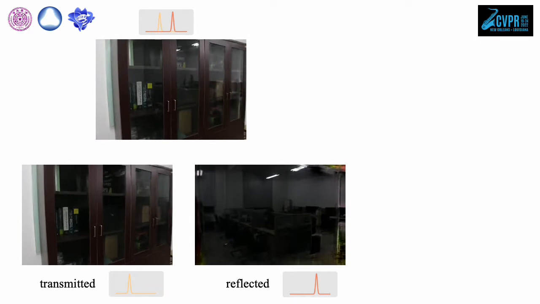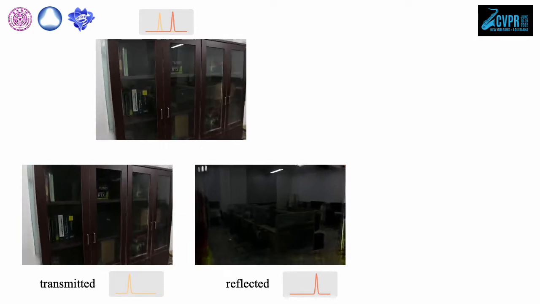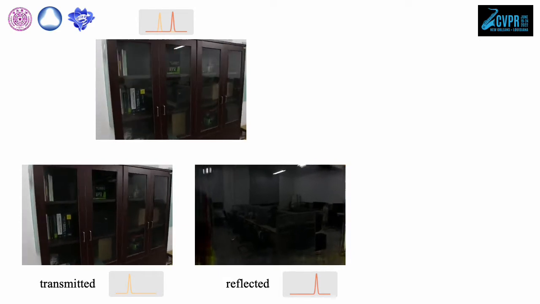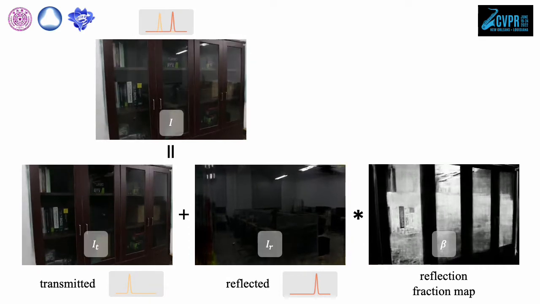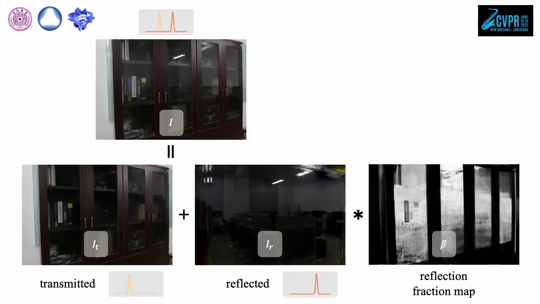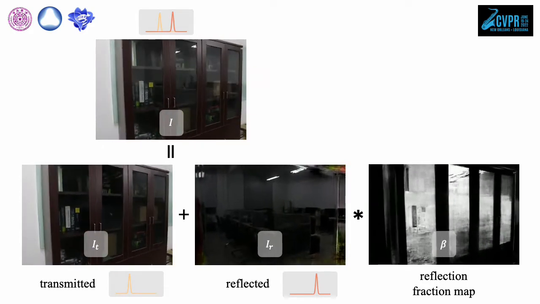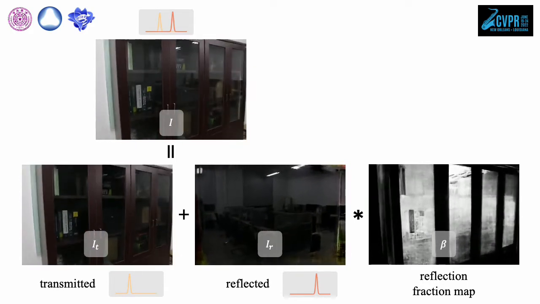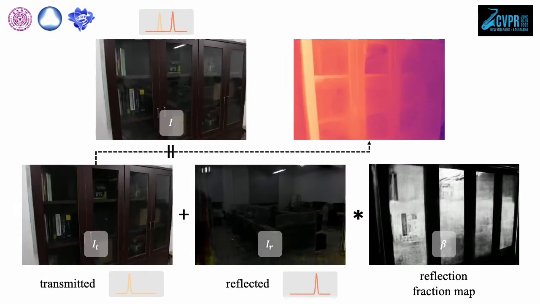Taking inspiration from traditional view synthesis methods, we propose to split the scene into a transmitted component and a reflected component, both modeled with neural radiance fields. The images rendered by the two radiance fields are combined by a learned soft mask beta, which we call the reflection fraction map. This map roughly indicates the surface material. Under this decomposition, we can take the expected termination depths of the transmitted component as a more accurate depth estimate.